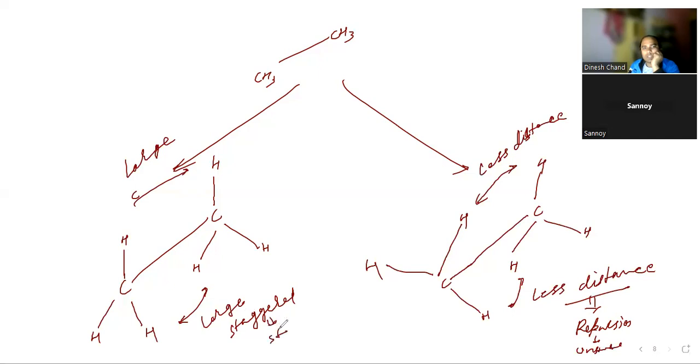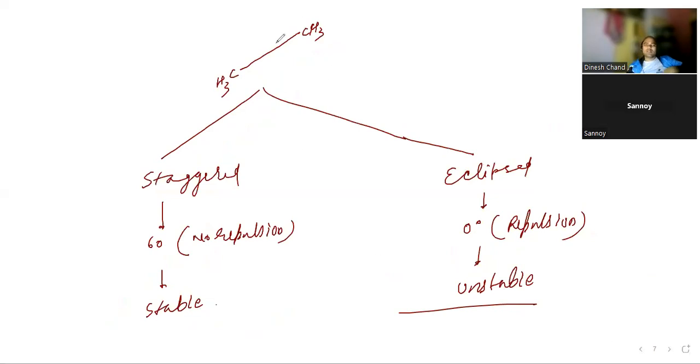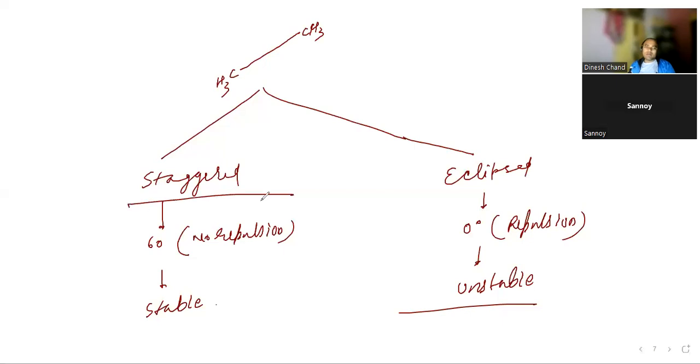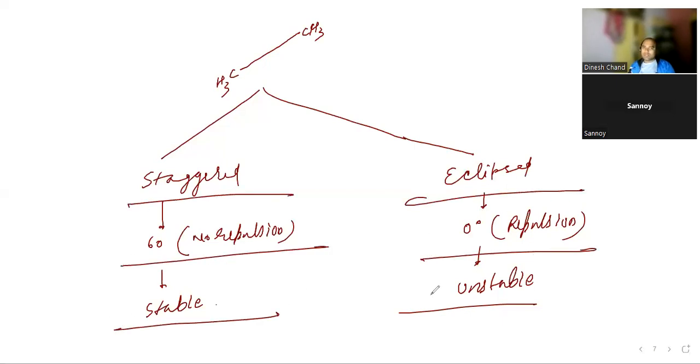Okay, Tanmay, wait. See, we are talking about staggered. This is the Sawhorse projection, na? Is this one understood or not? Next one. Staggered means 60 degree, no repulsion, stable. Eclipsed means 0 degree.